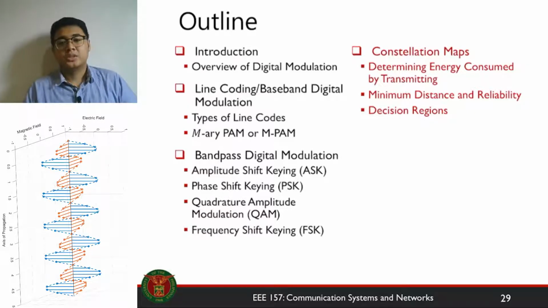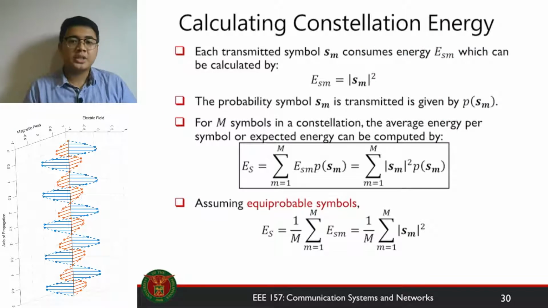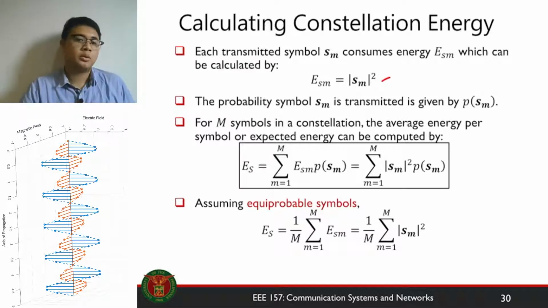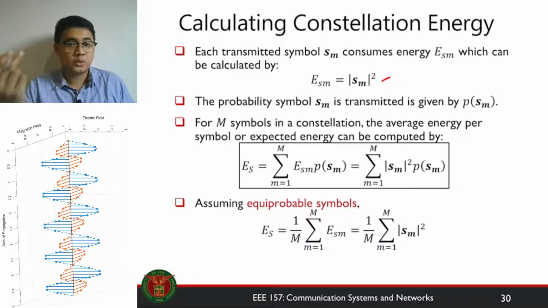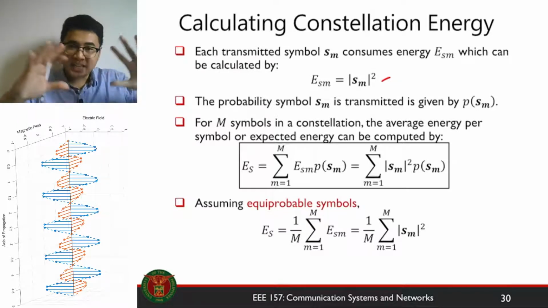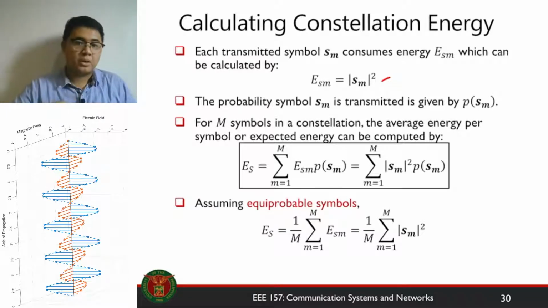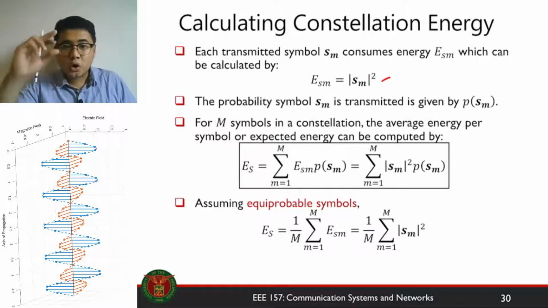Okay, so first things first, how do we determine the energy given a constellation? Each transmitted symbol S sub m consumes energy E sub Sm, which can be calculated by this equation here. Quite simply, the energy of a symbol is equal to the magnitude of that symbol squared. So given a constellation, you get the coordinates of the symbol, take the magnitude of the coordinate, square it, and you get the energy of that symbol.